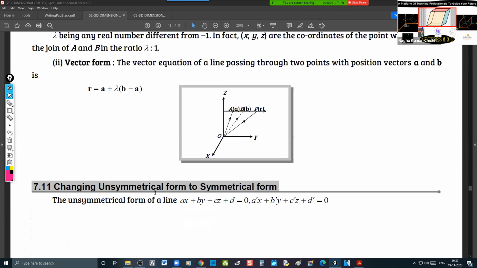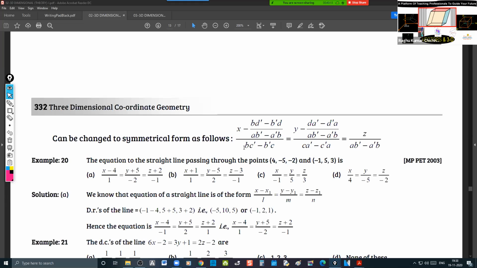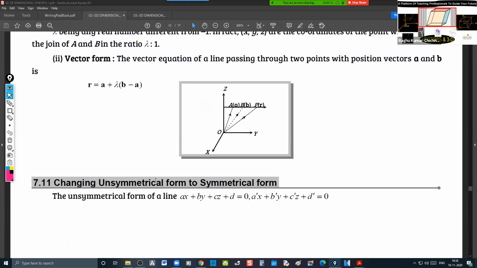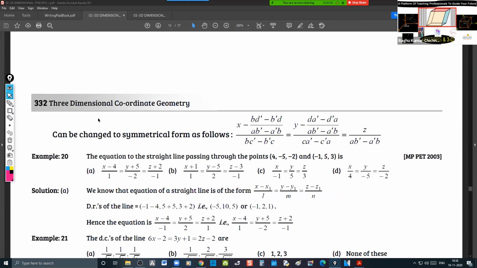Now, changing unsymmetrical form to symmetric form. How to change it, we will be working out that in the problems. That means when two planes are given, how to convert it to the parametric form or symmetric form. There is a method for that: solving the equations method. We will be learning that. No need to learn it as a formula, but we can simply understand that because you know how to solve two linear equations. If you know that, it is done.